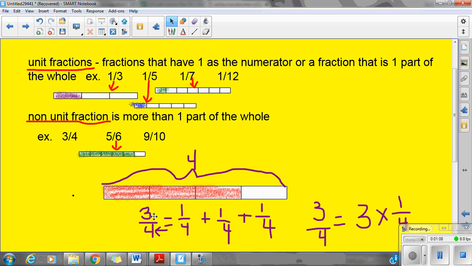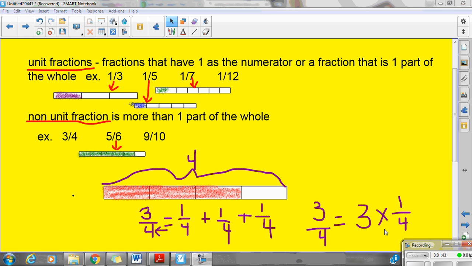Now, when I decompose or break down 3/4, I can say that 3/4 is the same as 1/4, because this part is shaded, plus 1/4 for this part, plus 1/4. Now, if I looked at this, I see that 3 times I have 1/4 added together. So because of that, I could also say that 3/4 is equal to 3 times 1/4. It is the same thing because 3 times I add 1/4.